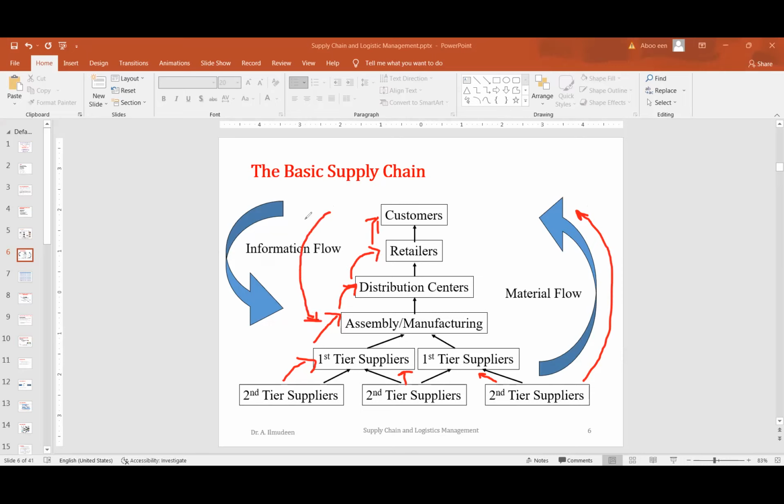In a sense, the customer feedback, customer preferences, customer ideas, customer suggestions, customer opinions, customer transactions. So these all are the information flow, and from the suppliers to customers, the material flow.